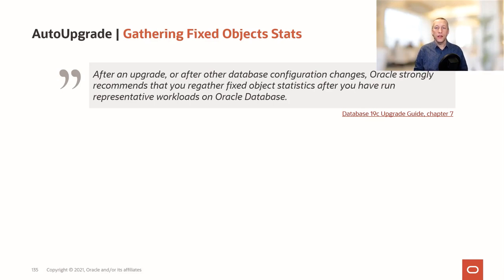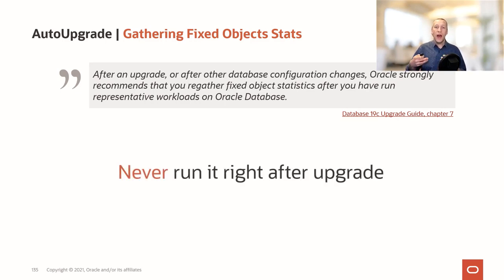In addition to that, we have to talk about gathering fixed object statistics. If you look in the upgrade guide, we have a very clear recommendation that tells you to gather fixed object statistics after the upgrade, but you have to do it after you've run a representative workload on your database. You should never run it directly after upgrade. Why is that, you might ask? Well, fixed object statistics are statistics on those memory structures that get populated as you use the database.